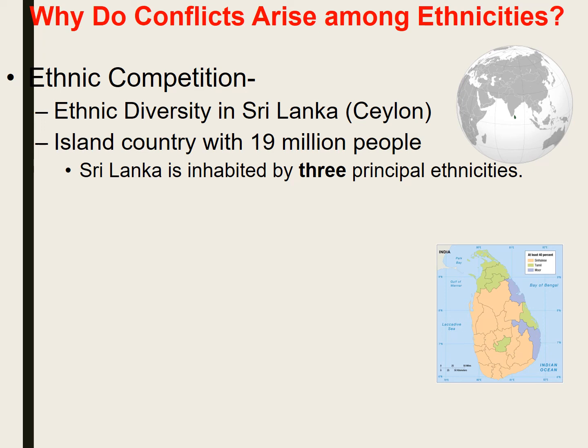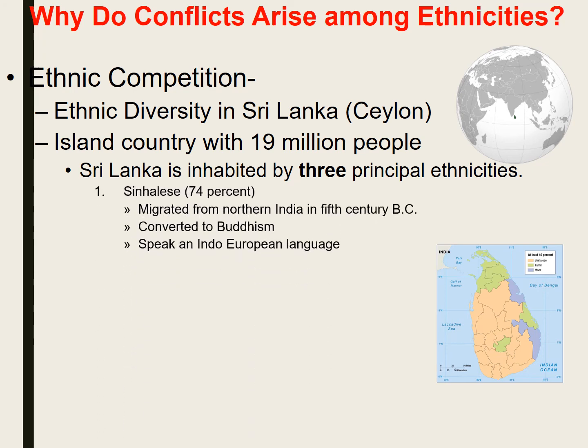Sri Lanka is an island country with 19 million people. It's inhabited by three principal ethnicities. You have the Sinhalese, who are the majority with 73%, 74%. Don't worry about the percent exactly, but no, they're the majority. They migrated from northern India in the 5th century, converted to Buddhism, and speak an Indo-European language. So some big things that identify them, obviously their religion, where they're from, and their language.